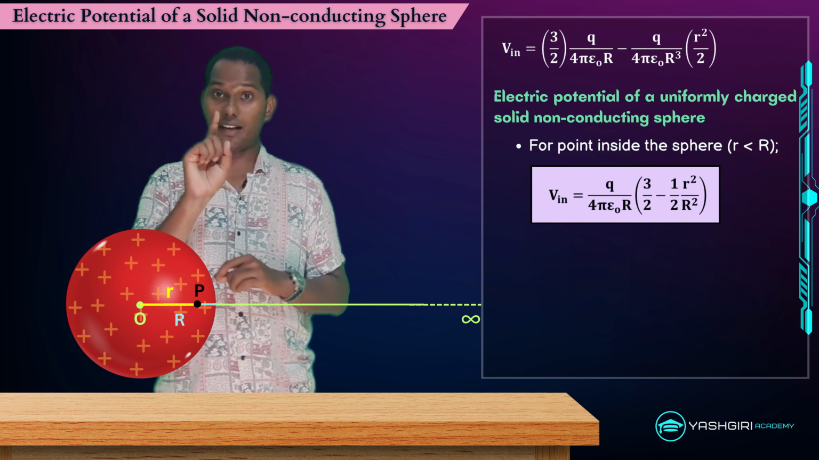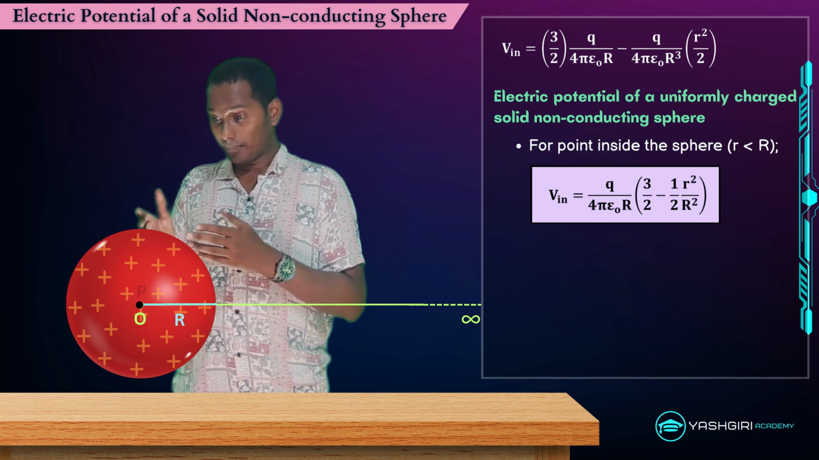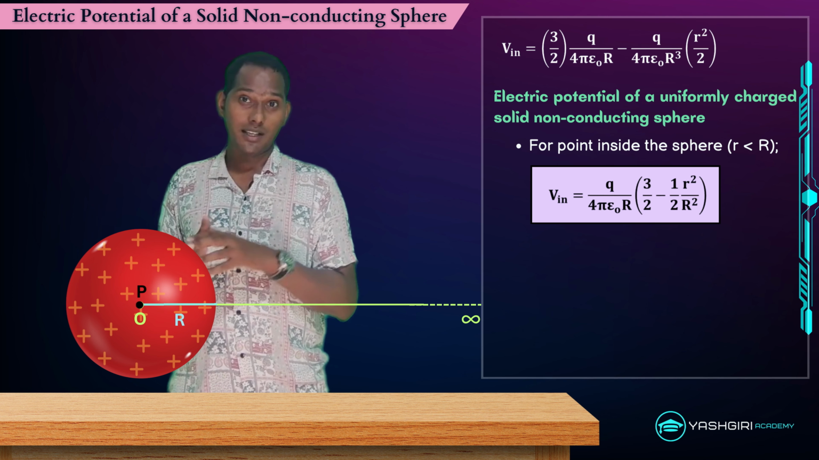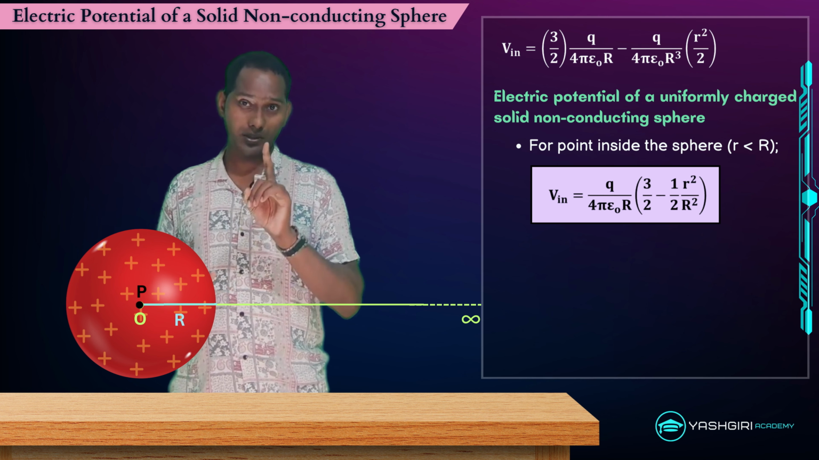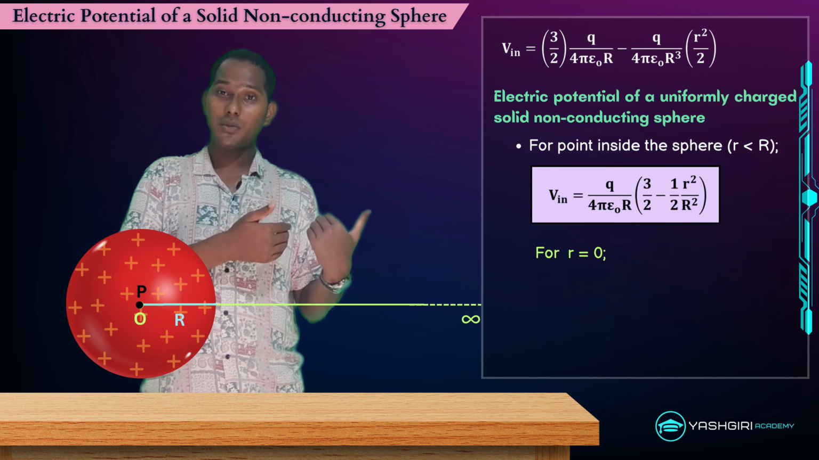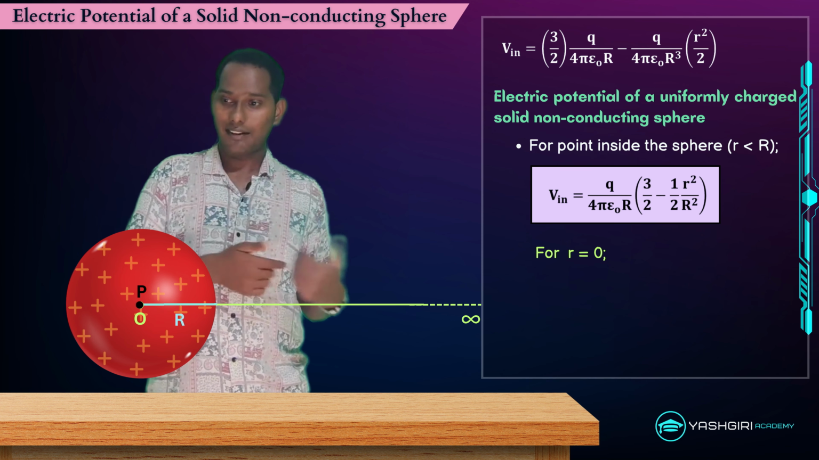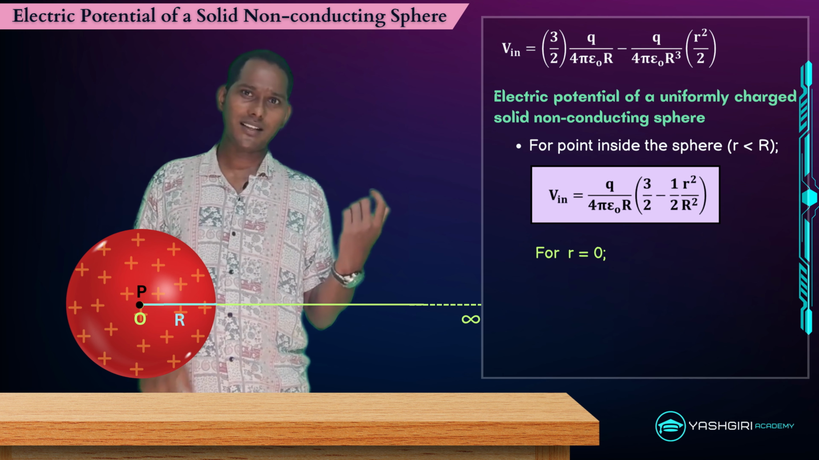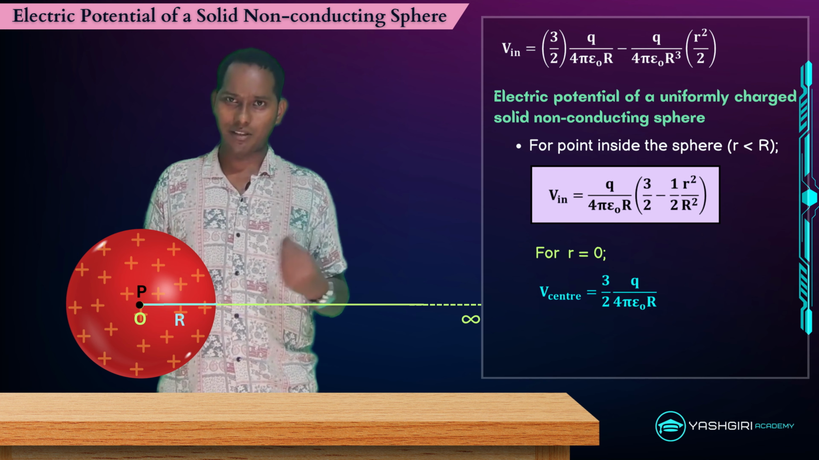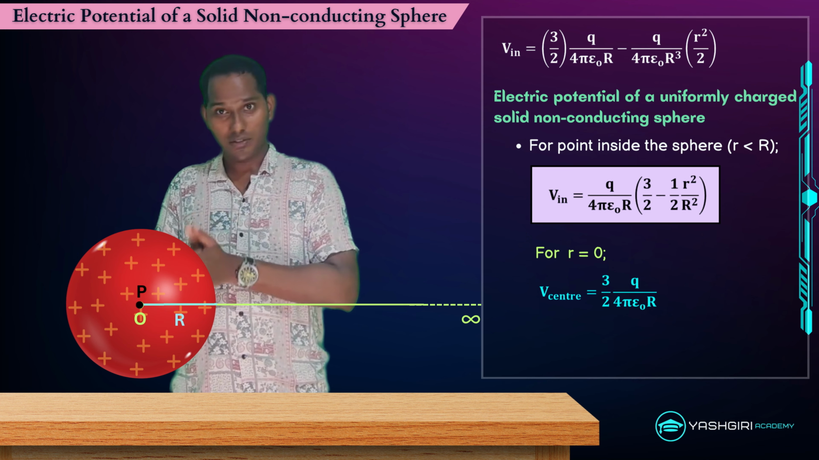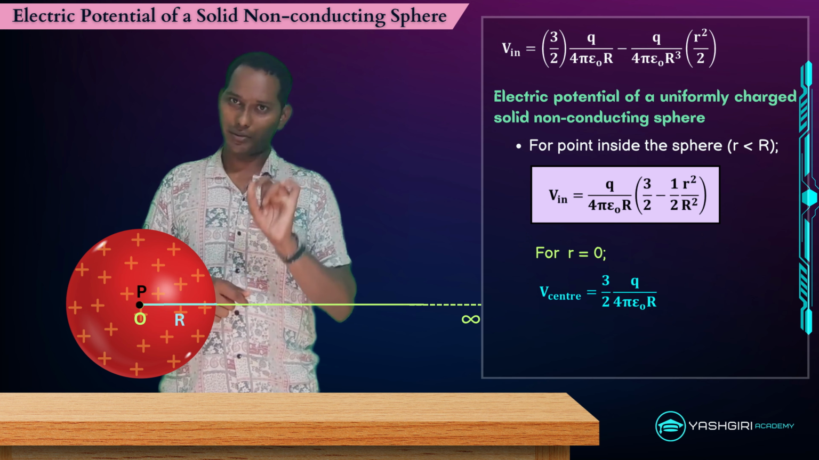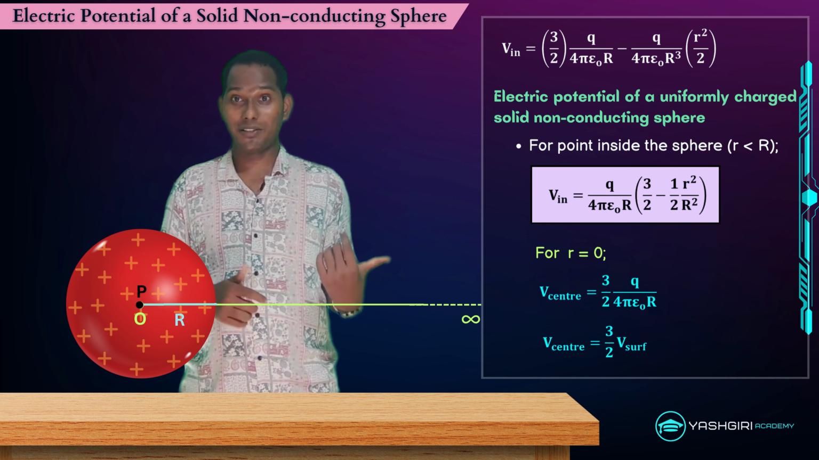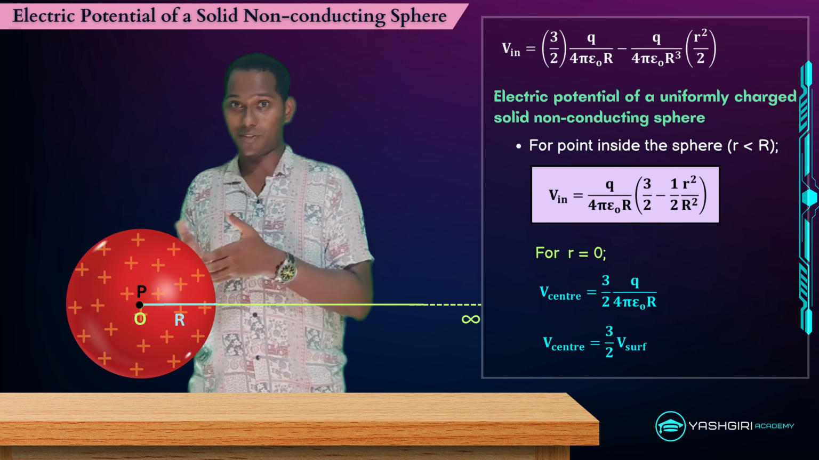Now students, if I consider a case where the point P is just lying at the center of this non-conducting solid sphere, in that case the small r comes out to be 0, right? And the electric potential at the center is going to be, if you just see, Q upon 4 pi epsilon naught times capital R, which is nothing but the potential on the surface, right, multiplied by 3 by 2. So it is 3 by 2 times the potential on the surface. This is a special case that we have discussed.